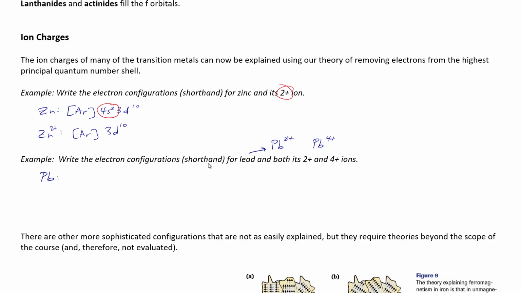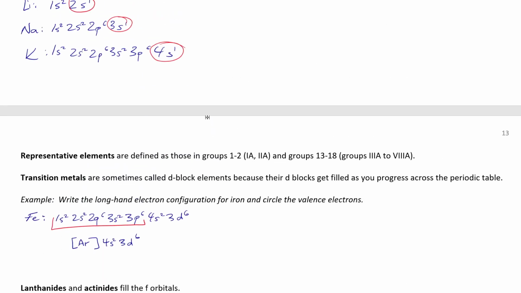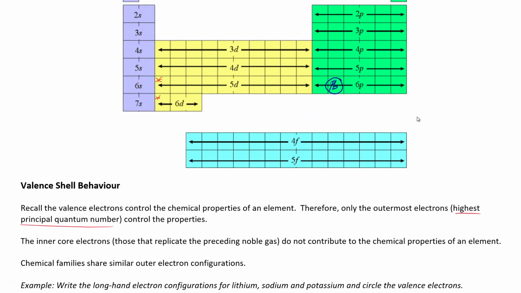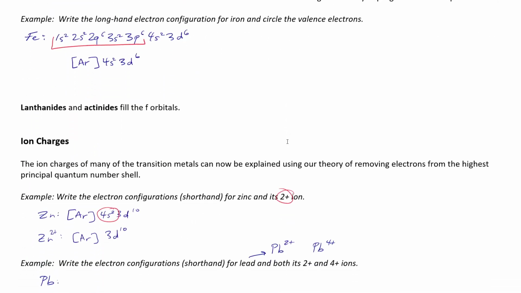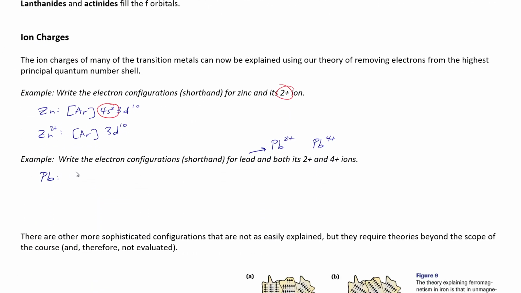So electron configurations, shorthand. Well, if we look at lead, the nearest completed noble gas right here is xenon. So I'm going to do square bracket xenon, 6s2, 4f14, 5d10, 6p2. Square bracket xenon, and then it was 6s2. I had to jump down to the lanthanides, 4f14, 5d10, and then 6p2.